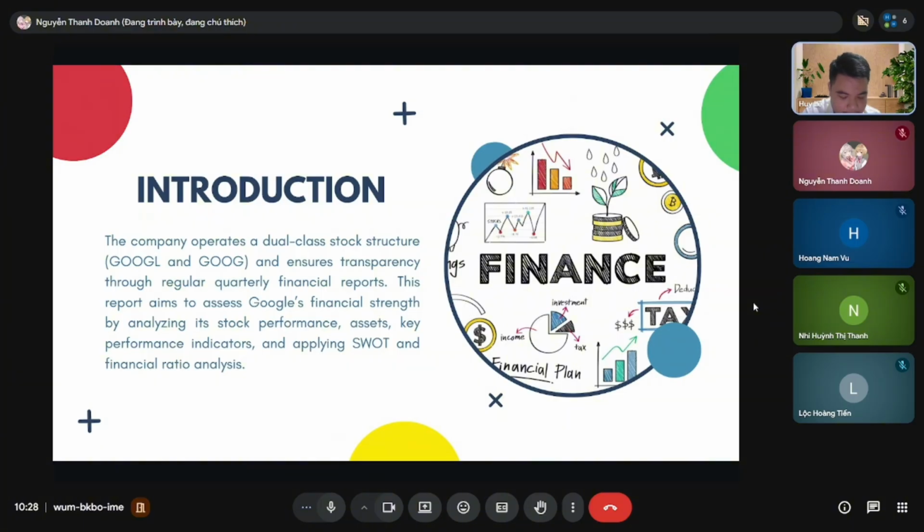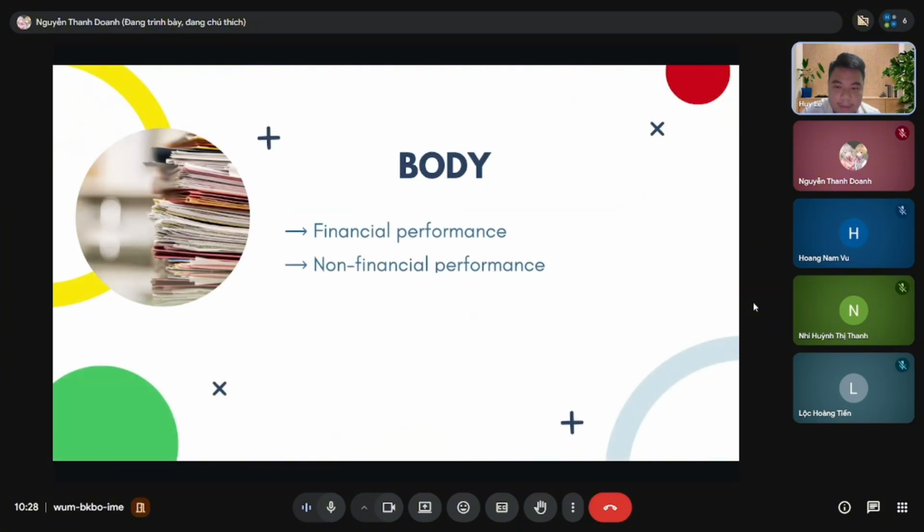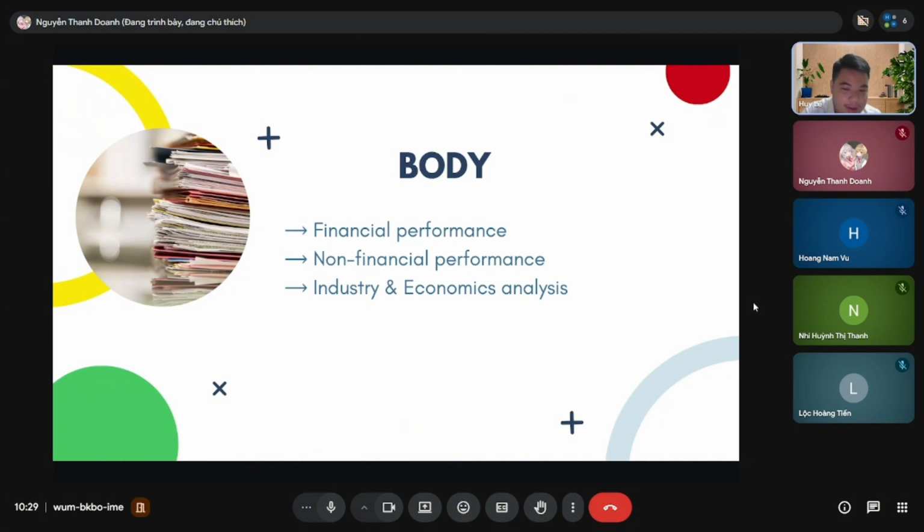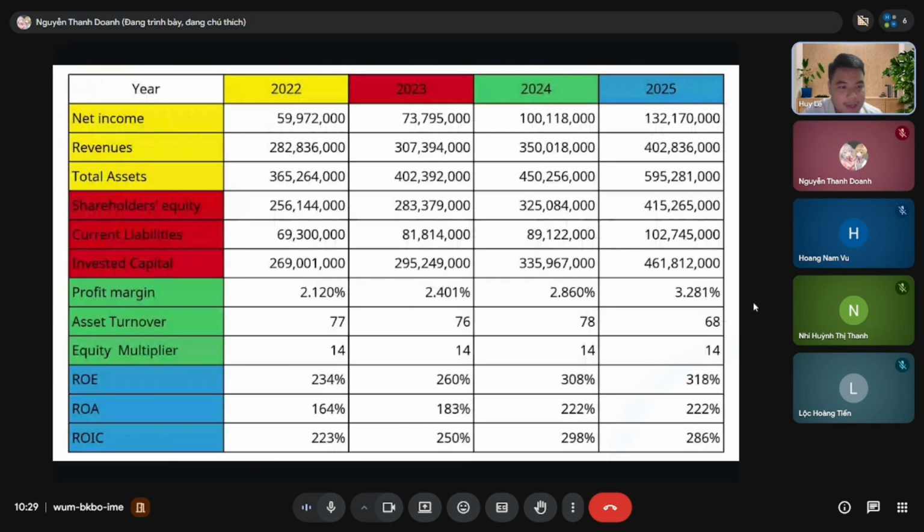Right. Now, we come to the body. The first part of the body will be the financial performance. Next up will be the non-financial performance and the industry economy analysis. Now, let's come to the first part, the financial performance. We're gonna have a little table here that is the income table for Google.